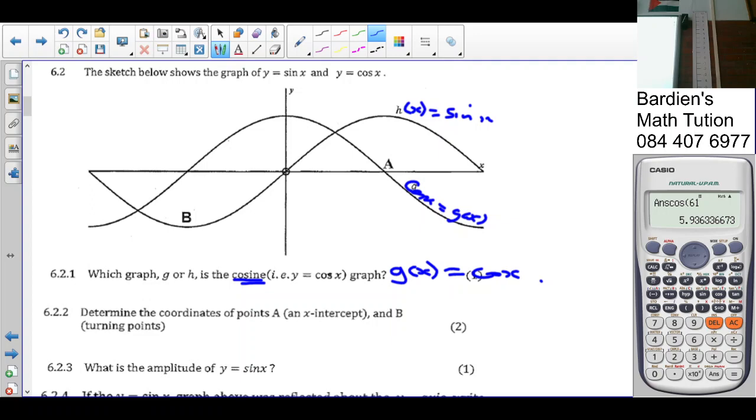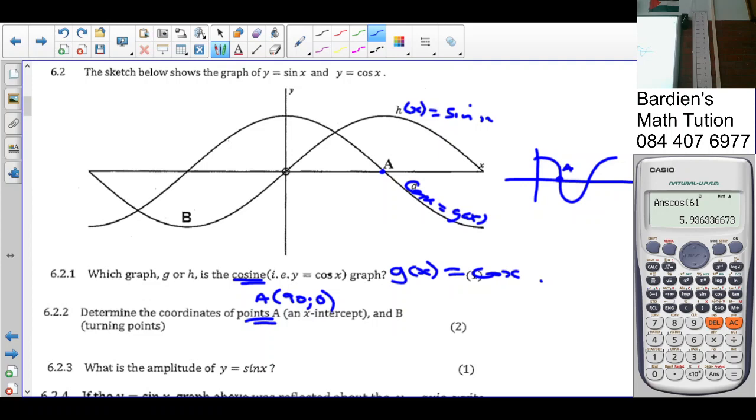The next question. Determine the coordinates of A. People, what is A? If you look at the cos graph, this will be point A, not so? In this case, what's the coordinates of A? It's 90 and 0, yes.